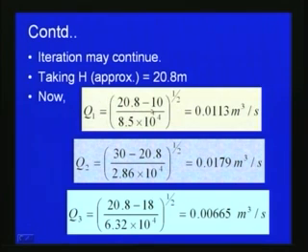Q1 is equal to the square root of (20.8 minus 10) divided by R1, 8.5 into 10 to the power 4. We will get 0.0113 meter cube per second. Q2 will be the square root of (30 minus 20.8) divided by 2.86 into 10 to the power 4, which is 0.0179 cubic meter per second. Similarly, Q3 we will get as 0.00665 meter cube per second.